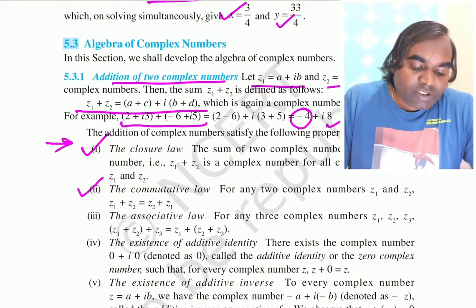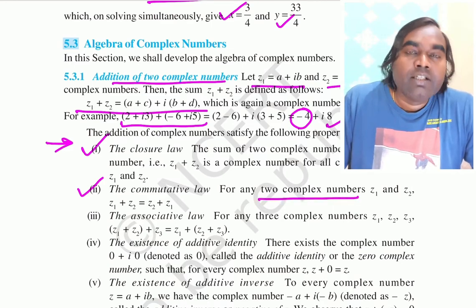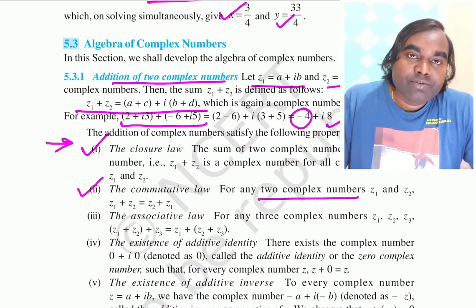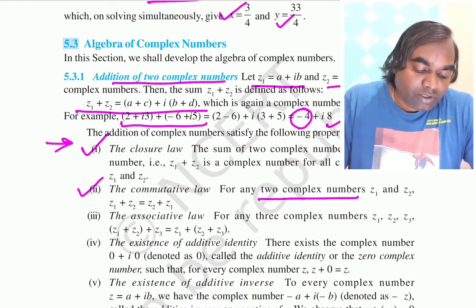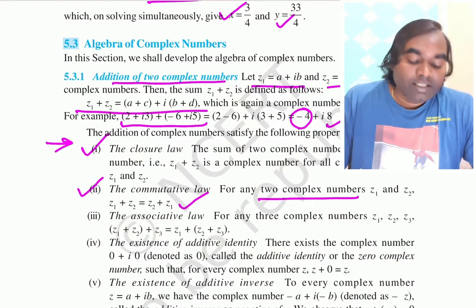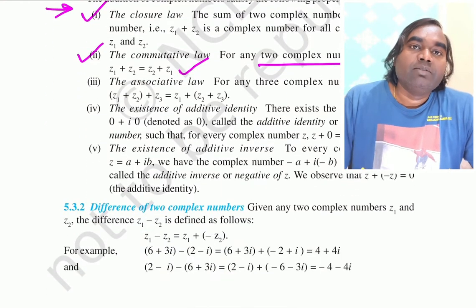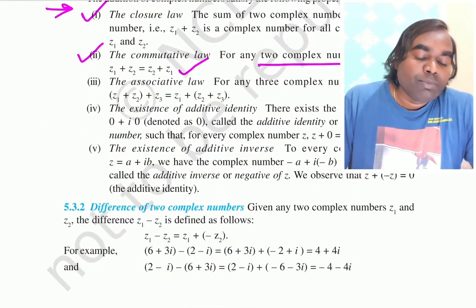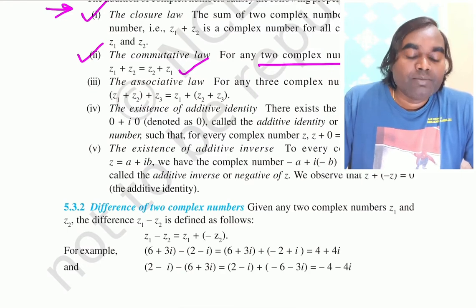Similarly, for any two complex numbers z1 and z2, if we are adding z1 plus z2 and it is equal to z2 plus z1, then we will say that it is following the commutative law. That means two numbers are commutative in addition.